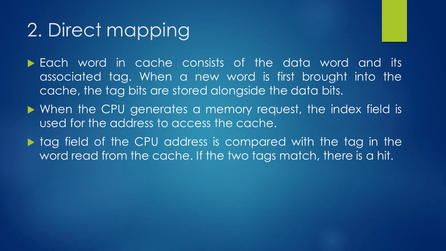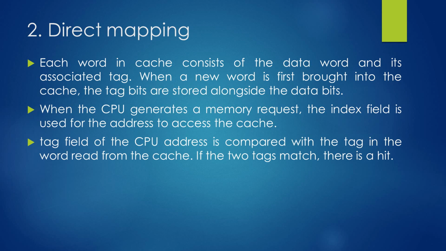The tag of the CPU address is compared. Now we already know that the 15 bits are divided into tag and index. The tag will be searched for the particular data. If that tag and the CPU-referred tag match, then this is known as a hit and the data will be found.